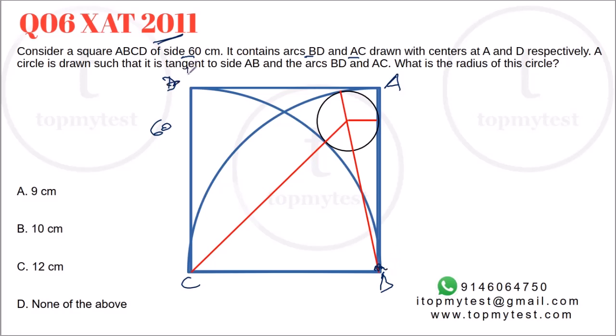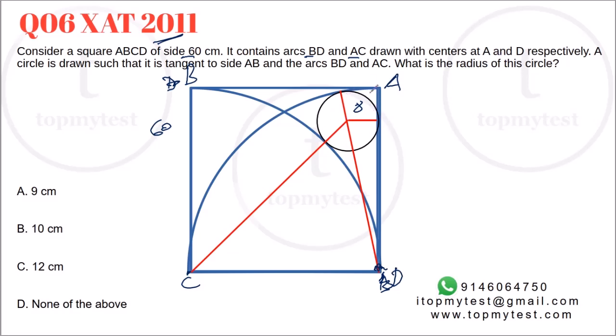Right? Now the arc AC is drawn with center at... okay, so this will be B and this will be D. Drawn with center at D, and arc BD is drawn with center at C. Okay, a circle is drawn. You need to find the radius of this circle. Suppose this is r.